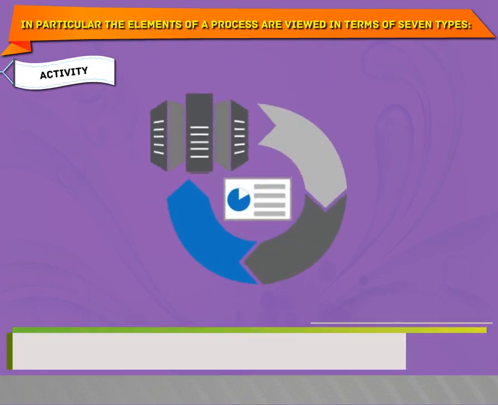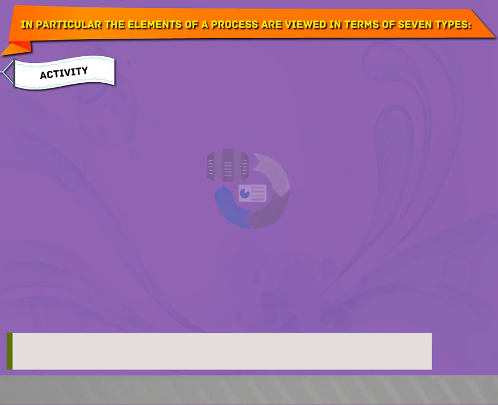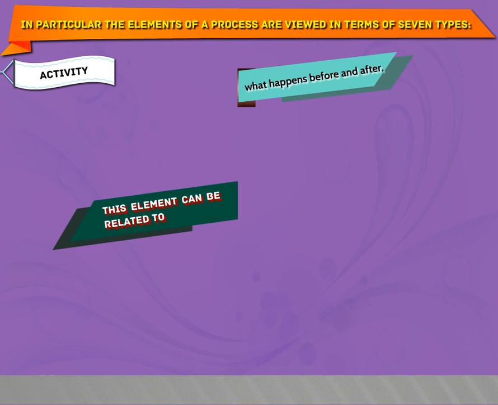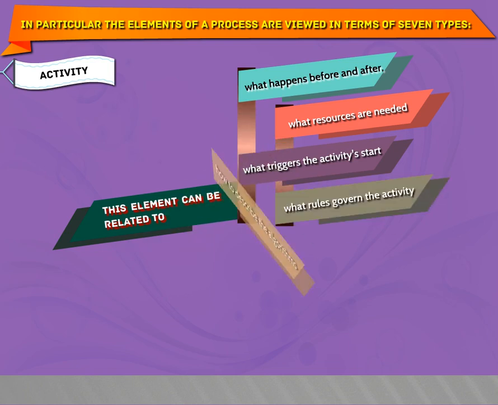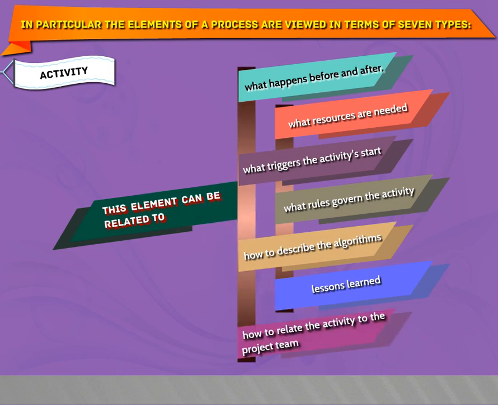In particular, the elements of a process are viewed in terms of 7 types. Activity. Activity is something that will happen in a process. This element can be related to what happens before and after, what resources are needed, what triggers the activity's start, what rules govern the activity, how to describe the algorithms and lessons learned, and how to relate the activity to the project team.